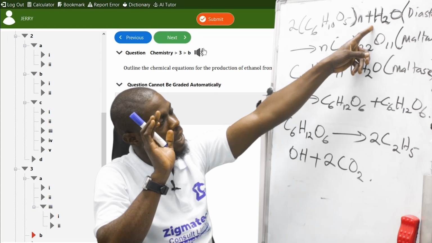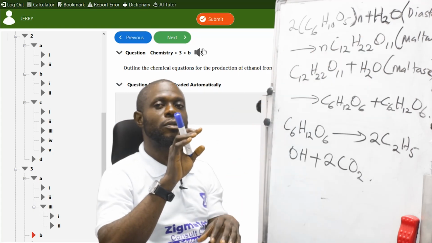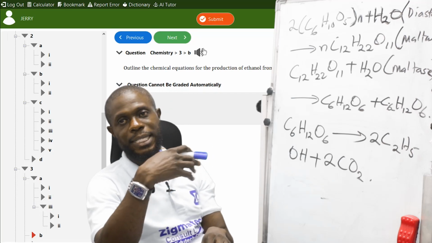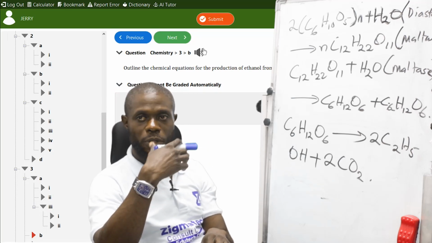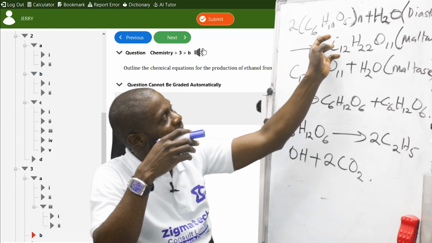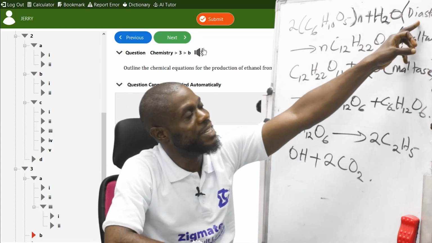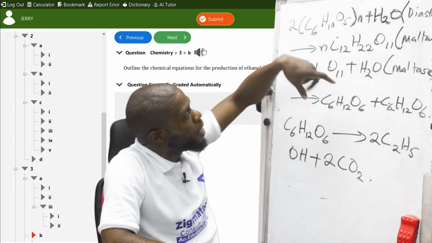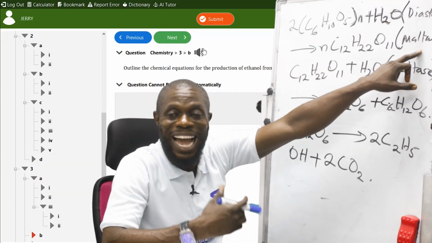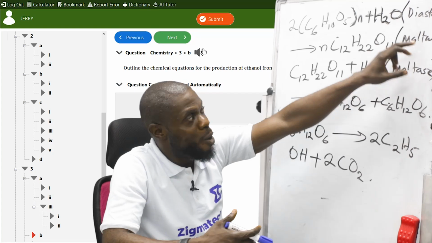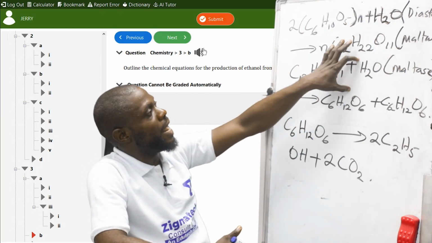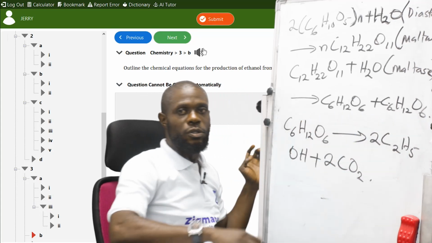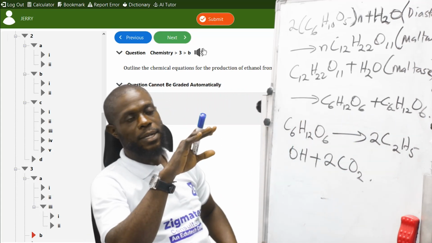So now hydrolysis, water. For ethanol to come out, ethanol is alcohol, water must be used in breaking them down. Hydrolysis must occur. Now water is used in breaking down the polysaccharide diastase. When water is used to break it down, it broke it down to what? Maltase, which is a disaccharide. Water again broke the disaccharide maltase to glucose, which is the simplest form of carbohydrate.